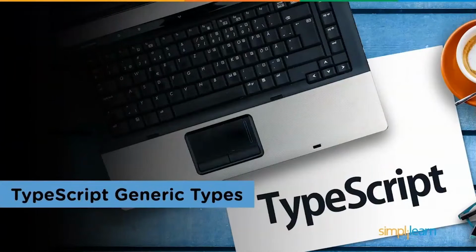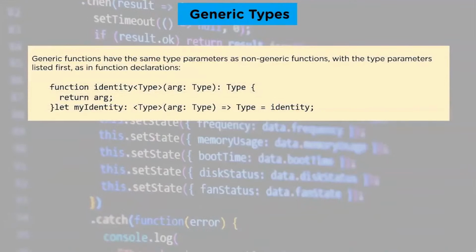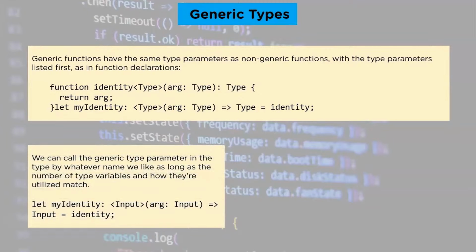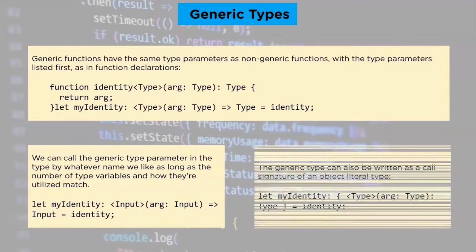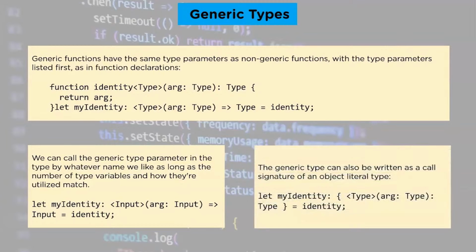Now let us look at the TypeScript generic types. Generic functions have the same type parameters as non-generic functions, with the type parameters listed first, as in the function declarations. We can call the generic type parameter in the type by whatever name we like, as long as the number of type variables and how they are utilized match. The generic type can also be written as a call signature of an object literal type.